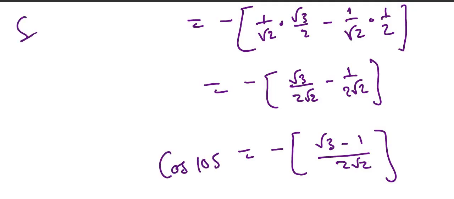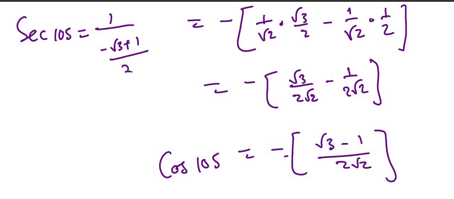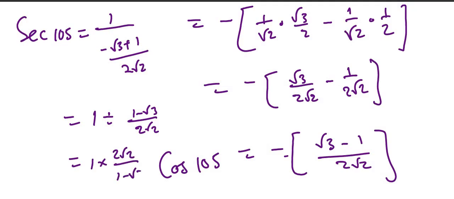Now we're looking for sec 105. Sec 105 will be the reciprocal of this. Just switch things. Let what was the numerator become the denominator, or maybe you want me to show it like this: 1 over negative root 3, then plus 1. I've affected the negative on top. Then down I'm having a 2 root 2, so that maybe you can now have this is 1 divided by 1 minus root 3 over 2 root 2. Then this is going to be 1 times 2 root 2 over 1 minus root 3.